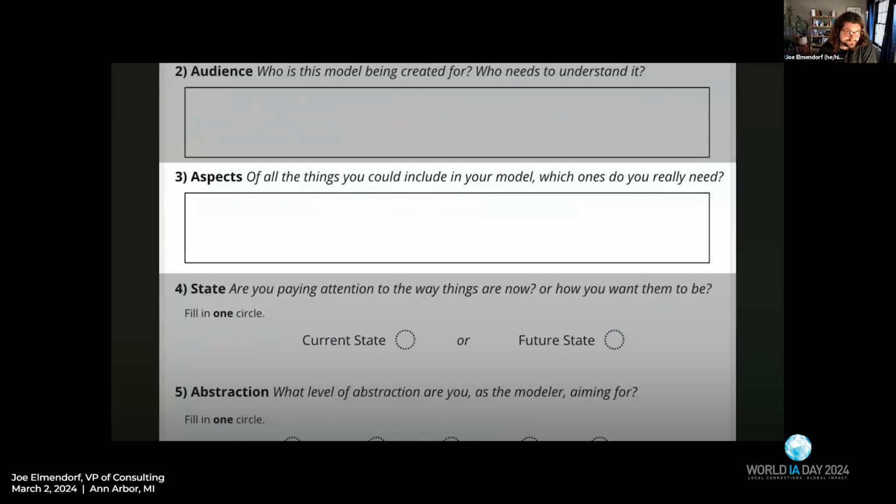Third, what are the aspects that you're going to pay attention to in this model? So I mentioned before that we can model anything about anything, but we can't model, and we shouldn't even try to model, everything about even one thing. There's too many ways to approach it. And so you need to figure out of all the things I could potentially try to describe about the territory that I am modeling, which ones do I really need to focus on right now? Which ones do I get to give myself permission to ignore?